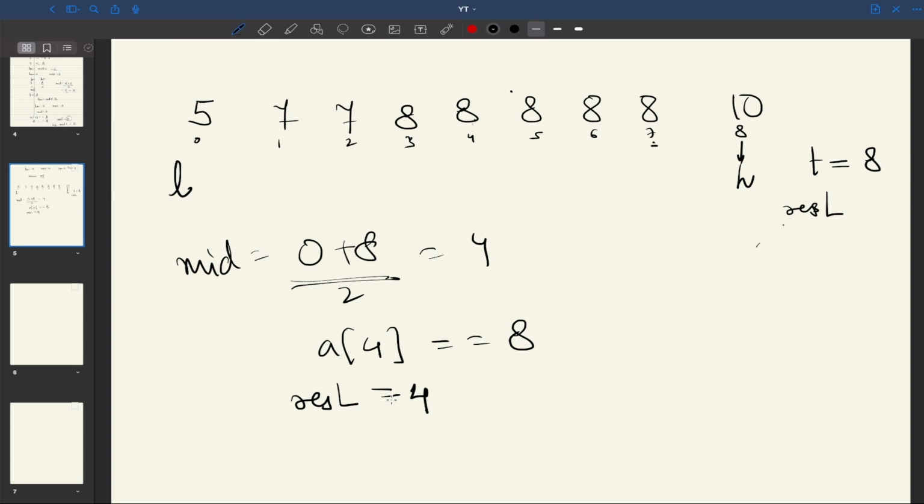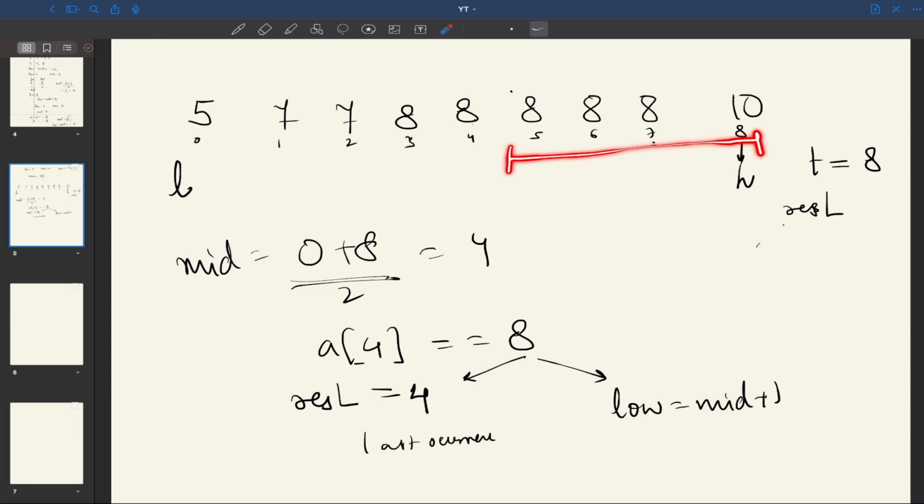Why? Because similar to our last part, whenever you find that target value, you have two possibilities. One possibility is that the middle index is actually the last occurrence of your target value. Or else the second possibility is that there is one or multiple 8s after this index. To search that, we have to search in the right hand side of 8. To do that, what you're going to do is your low should become mid plus 1. Why? Because now you're going to search in this part of your array.